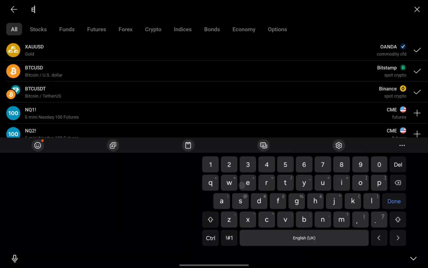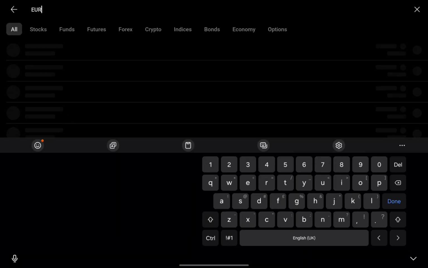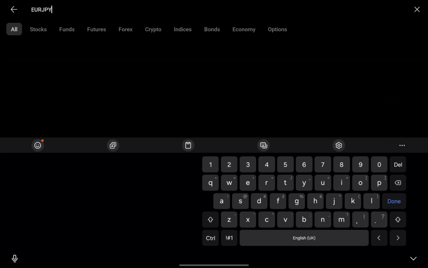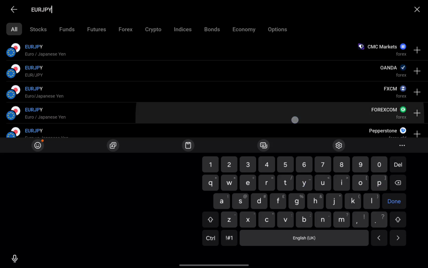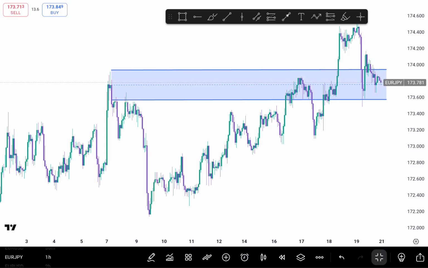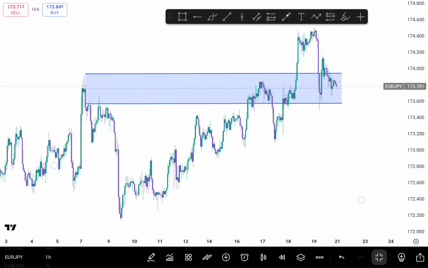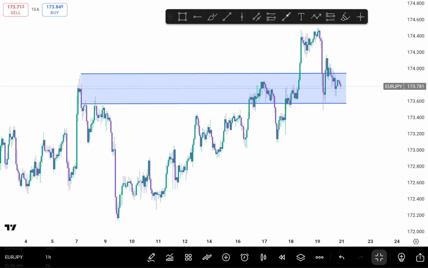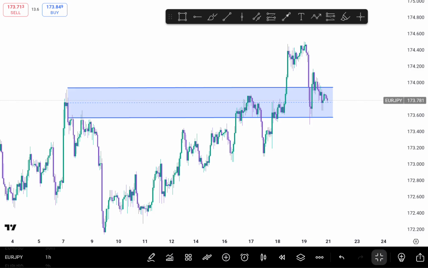EUR/JPY price broke out from our point of interest, so this is a loss trade. So I've come to the end of the review, and we clearly had 3 setups right out of 10. So not a bad week. We made profit on EUR/USD, USD/JPY, US 30.